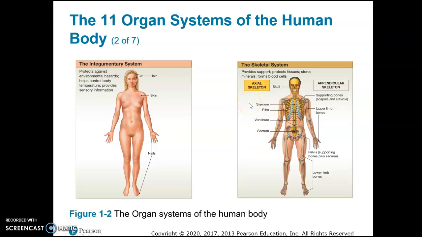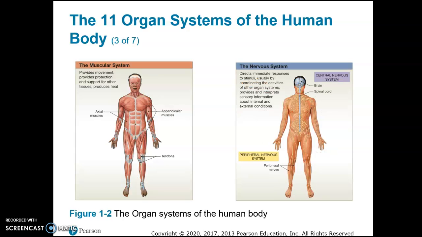The main thing is the bones of the skeleton. And what they do is provide support to the body, protection in the case of the skull, protecting the brain. Bones actually store minerals like calcium and even fat. Fat is stored in bone marrow. And bone marrow forms blood cells. So the skeletal system has more functions than what you would think.